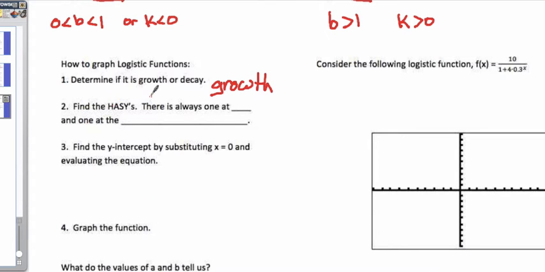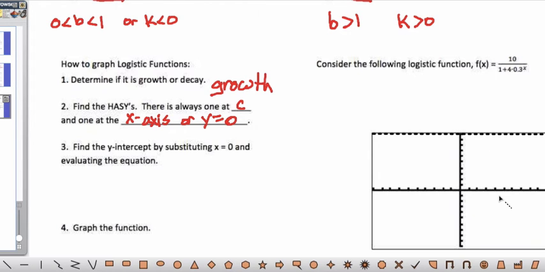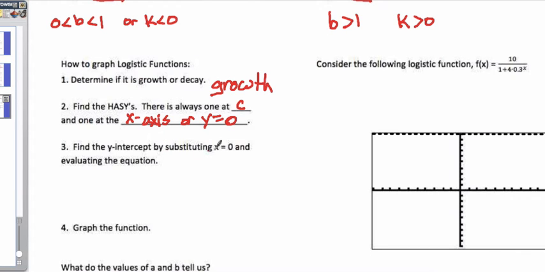All right, so find the horizontal asymptote. There is always one at C and one at the x-axis, which is the line y equals 0, right? So x-axis or y equals 0. Okay, so let's go ahead and draw that in. We're doing an asymptote there with a dotted line. And now I need to find the y-intercept by substituting in x equals 0. Because remember, I know the y-intercept is when x equals 0, and I just need to find out what y is then.